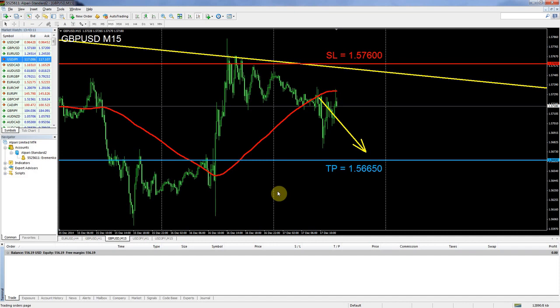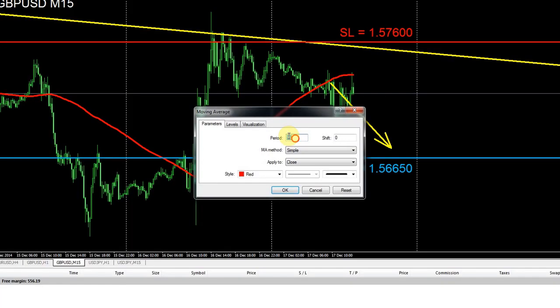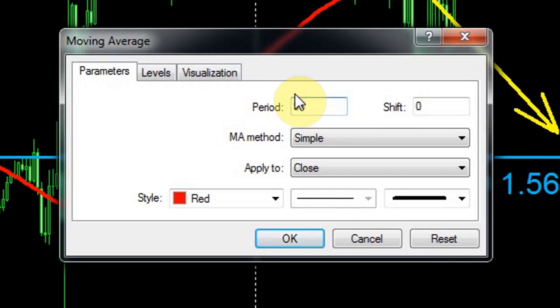So as you can see in the middle here, I've got the British pound dollar M15 chart open, and I've already got some markings on this chart, which will help us conduct our trade today. So what I have here is, first of all and most importantly, this moving average. It's a simple moving average and the period is 96. So I'm just going to double click that and you can see here that the period is 96.